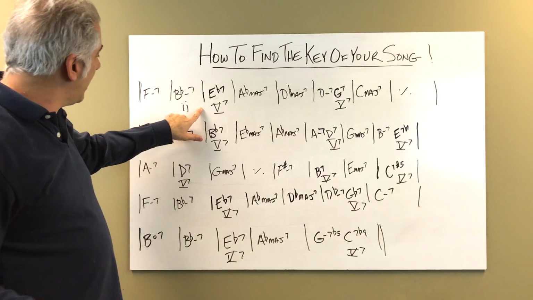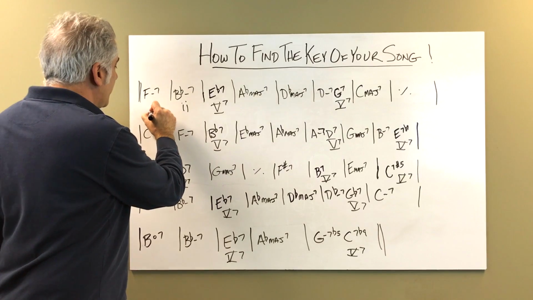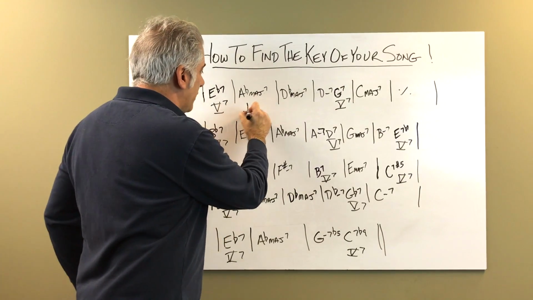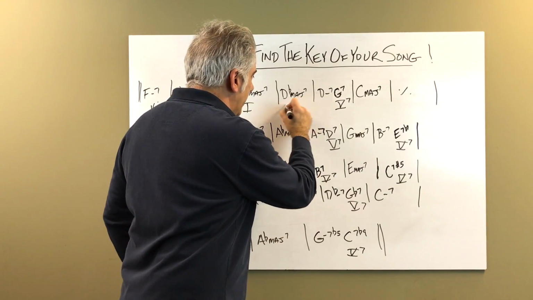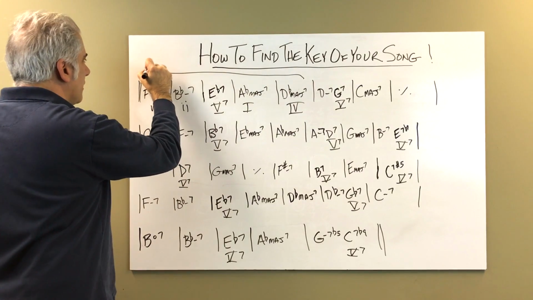Then I'm going to quickly look around it. Is F minor 7 part of A flat? Yes. It's the 6th chord of A flat. What about this? A flat major 7. That's the 1 chord in A flat major. D flat major 7 is the 4 chord in A flat major. So we know that this entire area here is A flat major.